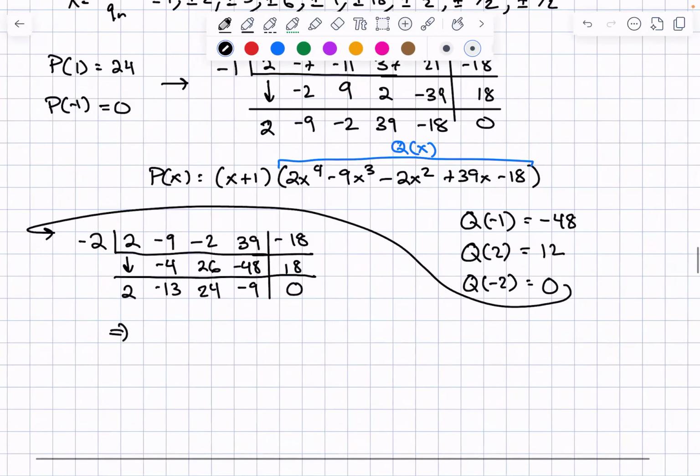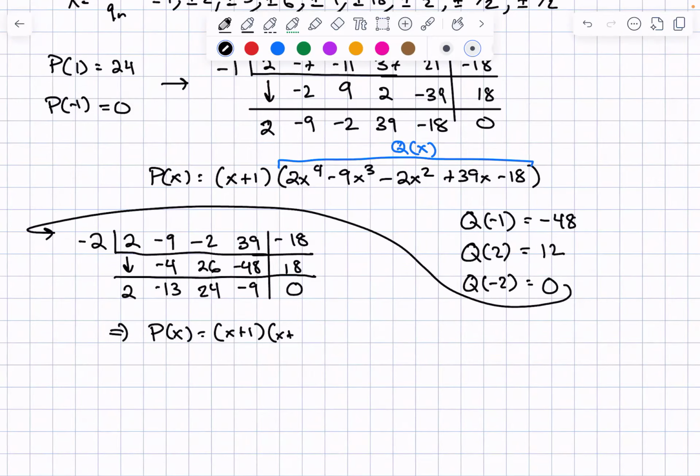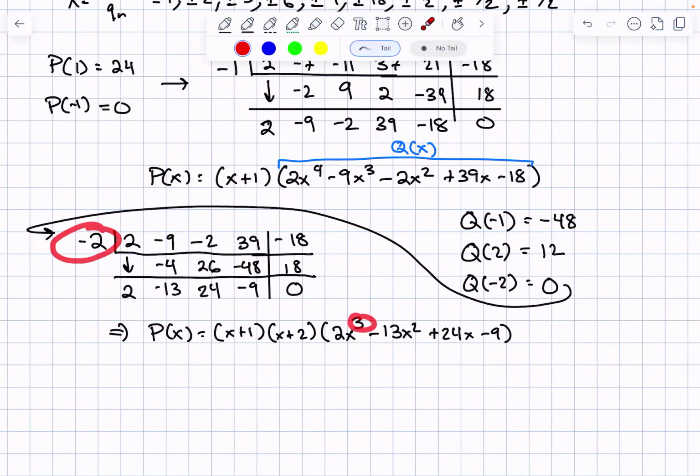So, with this in mind, now p of x is equal to x plus 1, then x minus negative 2, so x plus 2, times 2x cubed minus 13x squared plus 24x minus 9. The reason why it's now the cube power is because I divided by a degree 1 polynomial. The quotient that you get when you divide would be 1 less because we divided by a degree 1. It was originally a degree 4, and now it's going to be degree 3.